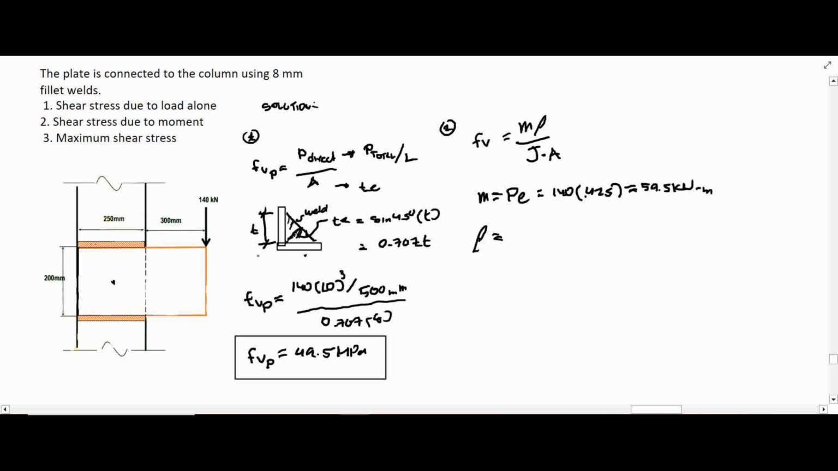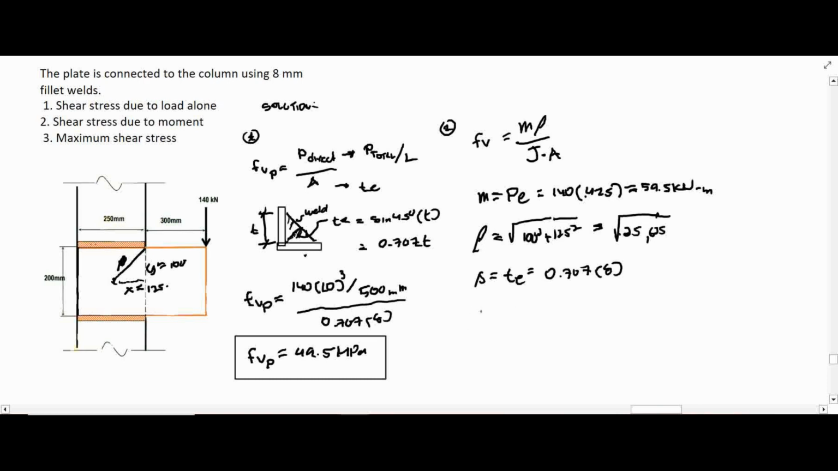We have our rho. From the figure, this is our rho, the farthest part of the welded connection, in which the most critical shear occurs, and this is our x value and y, in which y is 100 millimeter and x is 125 millimeter. So we can solve for rho, that's square root of 100 squared plus 125 squared, which equals the square root of 25,625. And our area is simply T sub E, which will be 0.707 times 8.